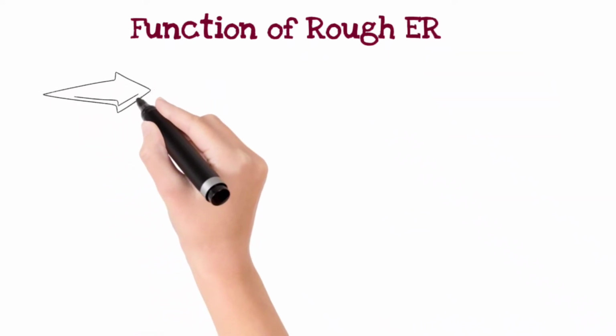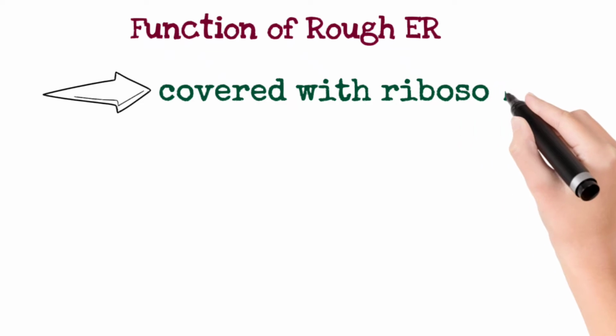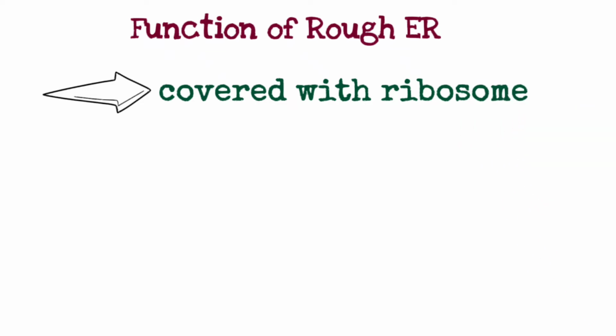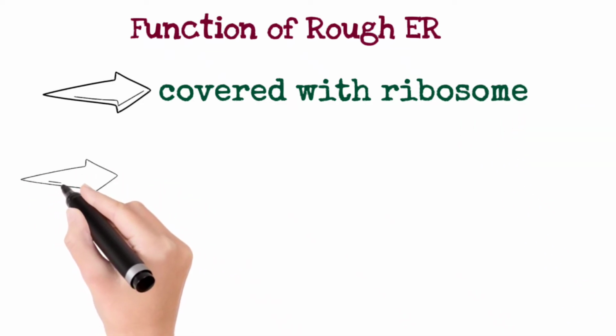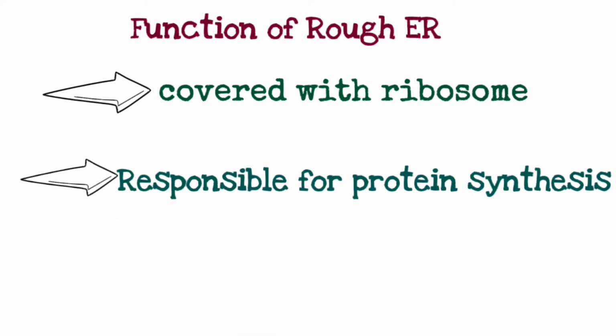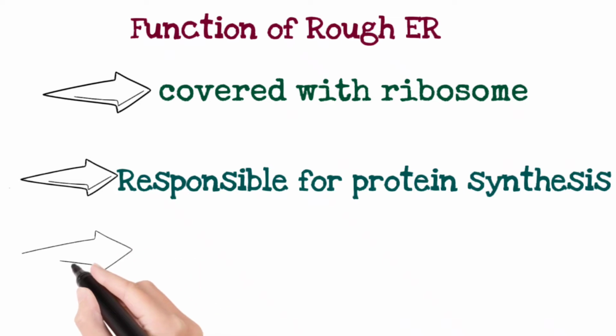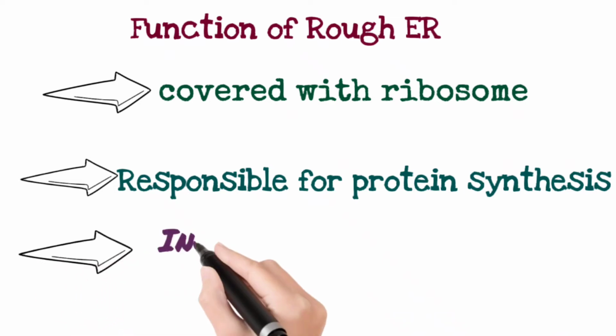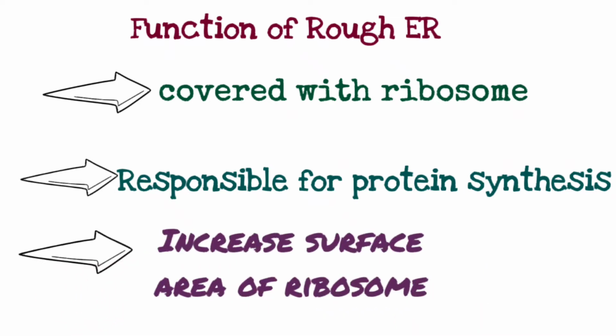And now we'll discuss the rough endoplasmic reticulum. Rough endoplasmic reticulum is covered with ribosomes. Attached with ribosomes, it is responsible for protein synthesis, because it increases surface area by the ribosomal attachment. In the cytoplasm, ribosomal attachment area is increased by the rough endoplasmic reticulum.